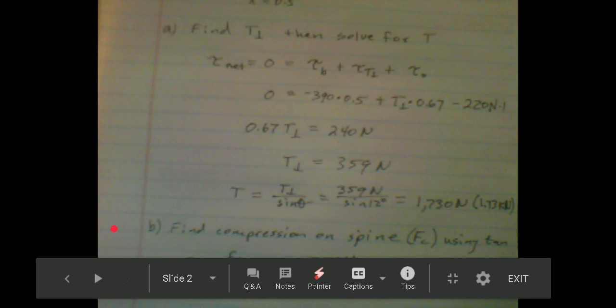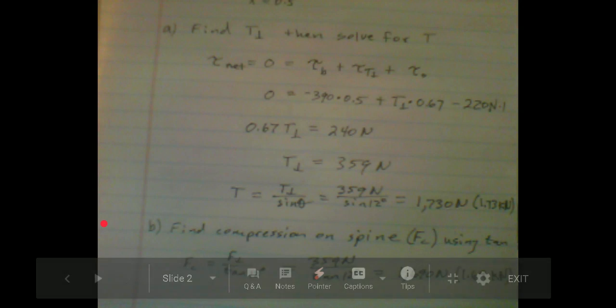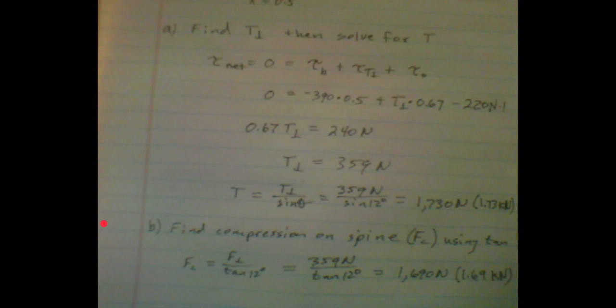And then for the compression on the spine, we're going to use tangent. And you'll see that we end up with the perpendicular force divided by tangent 12 degrees equals 359 newtons divided by tangent 12 degrees, which gives us 1,690 newtons, or 1.69 kilonewtons.